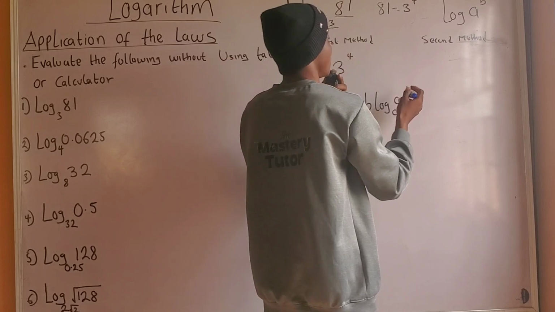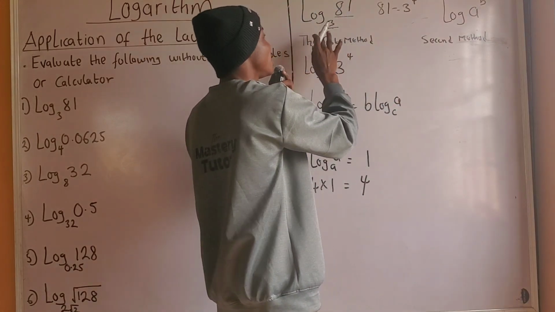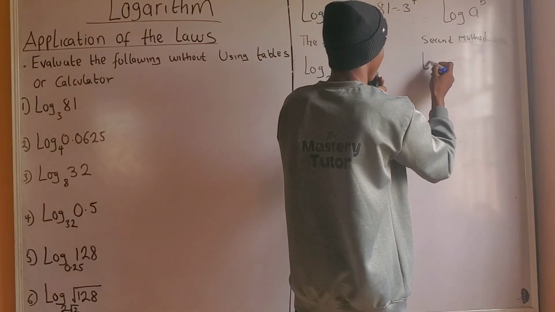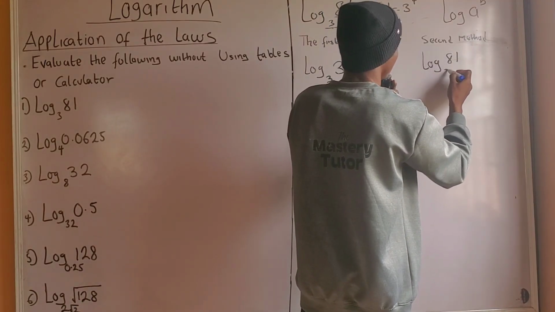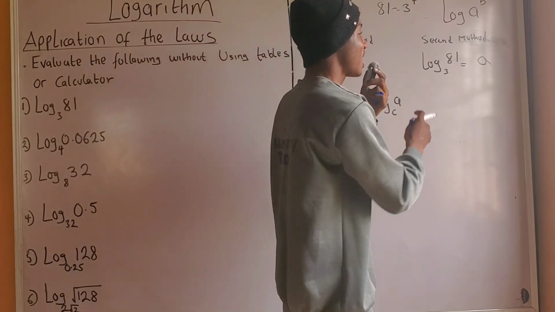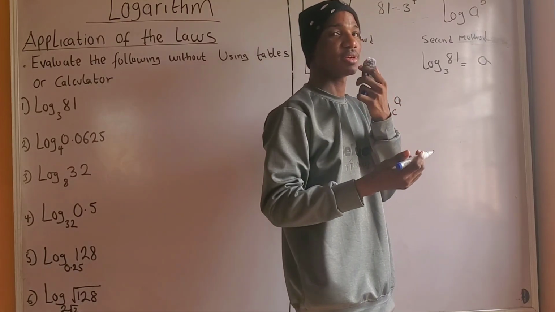The second method here, you set this logarithm equal to a letter. You understand? So I'm going to have, let log 81 base 3 equal to any letter. Let's use a, right? So now let us write this logarithm in index form.